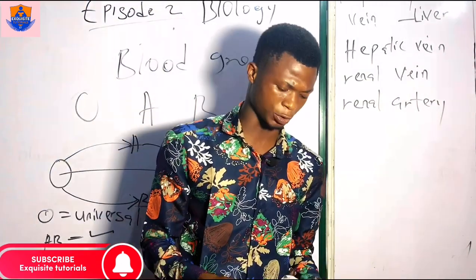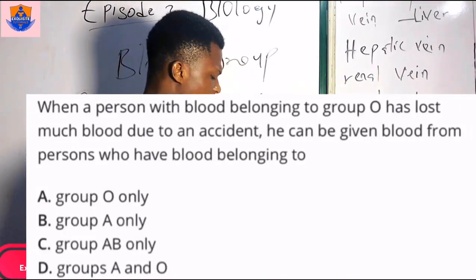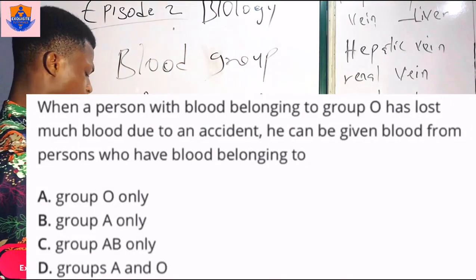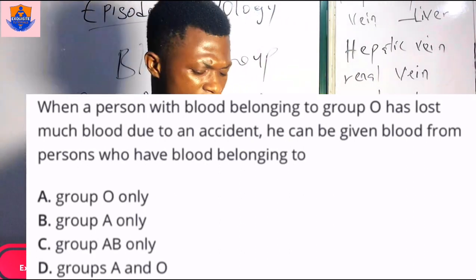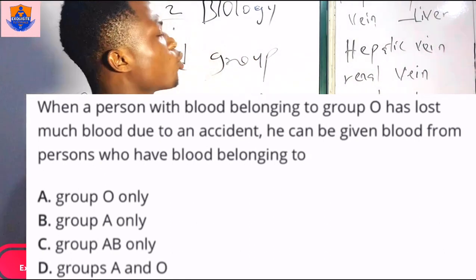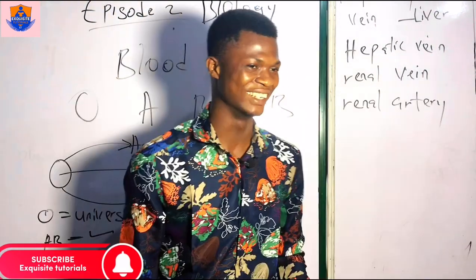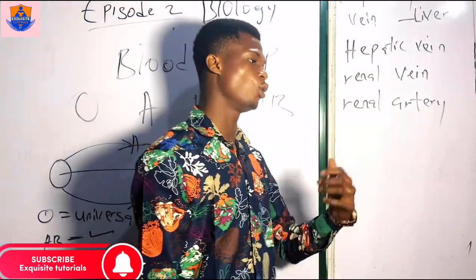Now, let's see our options. A can receive blood from a person with: A, blood group O only; B, blood group A only; C, AB only; D, A and O. What is your option? Option D, A and O. You get the gist. Now, make sure you go through this video over and over again.